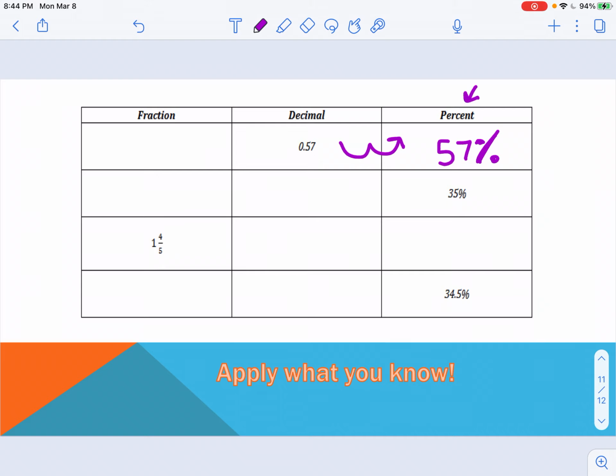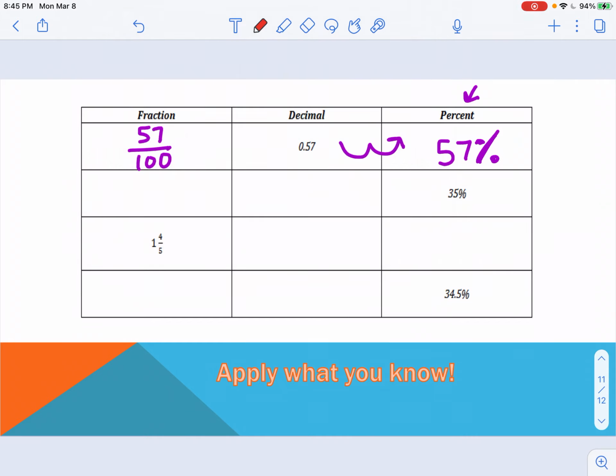Now, I also want to turn this into a fraction. Well, I know when I say my decimal 57 hundredths, I can literally write it as 57 over 100. I'm going to put that in the middle. Since I cannot reduce it any further, this is my final answer. All right, if you'd like, you may pause the video and try these out. When you're done, unpause the video and I'll be going over each of these answers.